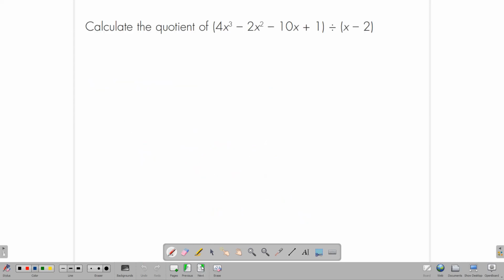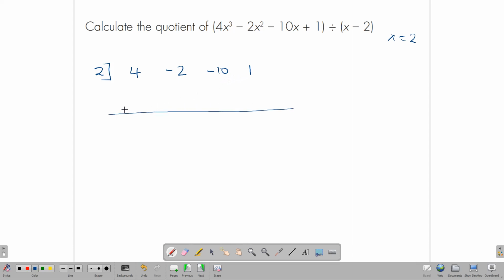Let's try another one. So here we have 4x to the third minus 2x squared minus 10x plus 1. And we're going to divide that by x minus 2. So our coefficients are 4, -2, -10, and 1. We have all of them, so we don't need to put any zeros in there. 3, 2, 1, 0. Very good. So here we notice we have a -2. And we are going to use x equal 2 to start our process. So we're going to write down the 2, and then we write out our coefficients, which are 4, -2, -10, and 1.